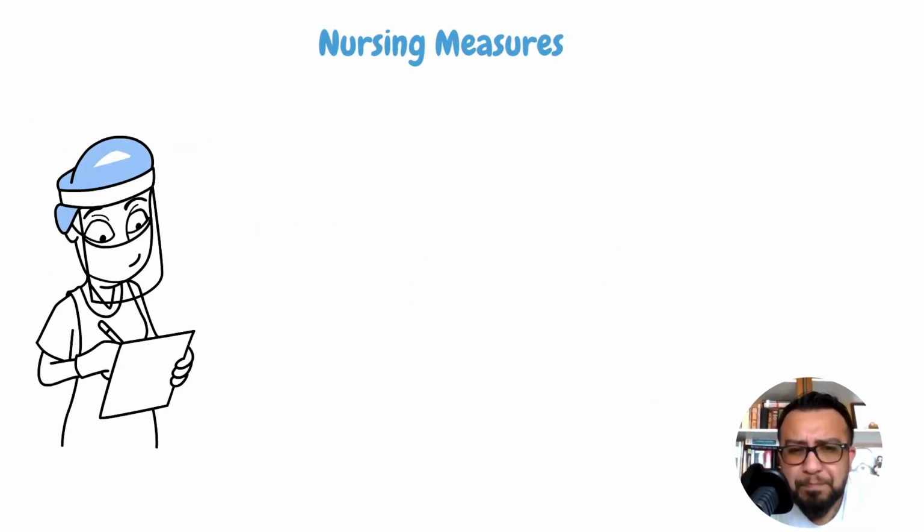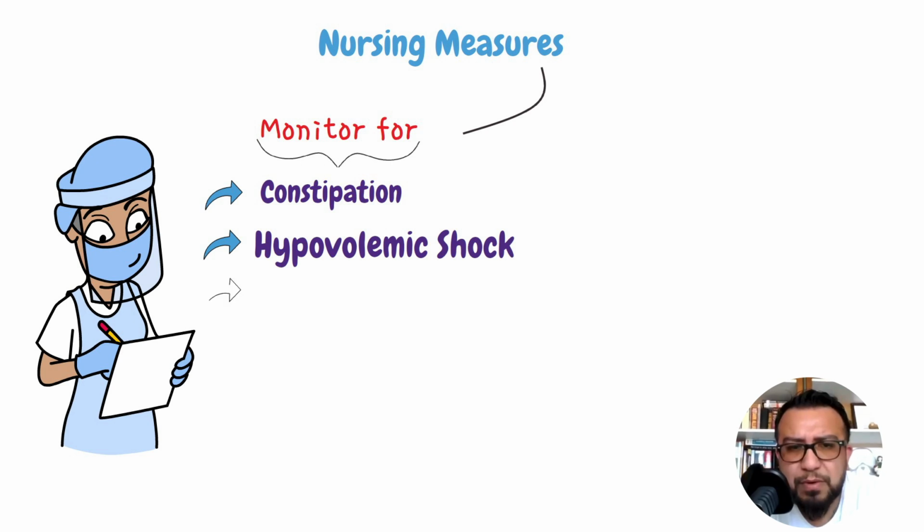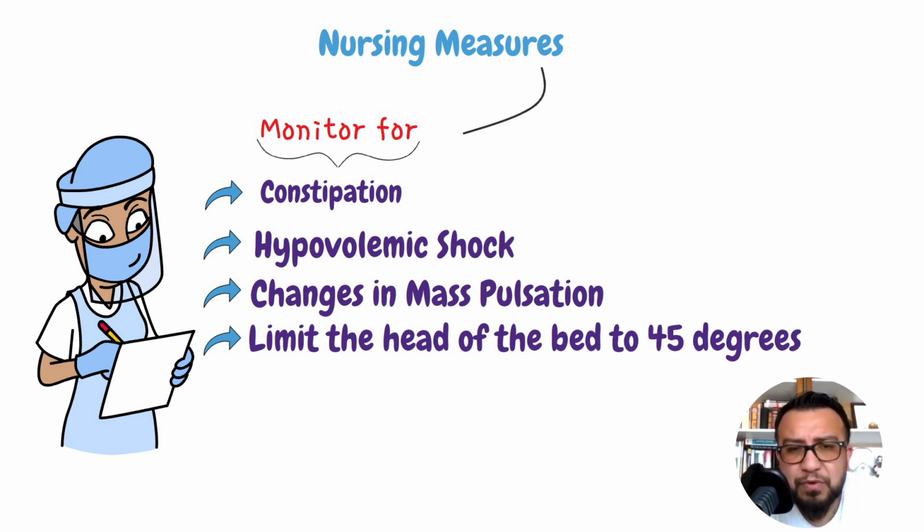Nursing measures. Well, monitor for constipation and indications of hypertension. Monitor for hypovolemic shock in case of suspected rupture. Assess for changes of mass pulsation, because if it ruptures, pulsation will cease. And limit the head of the bed to 45 degrees.